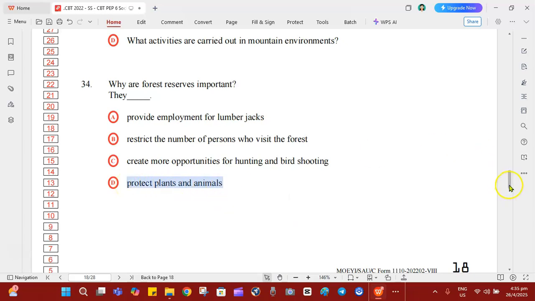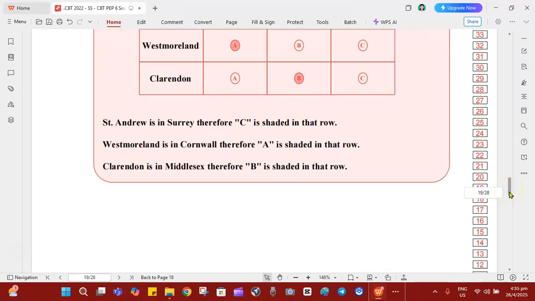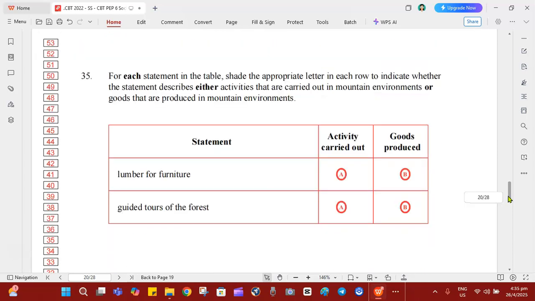Here it goes. Alright, 35. For this one, you're doing selecting. When you get your paper, you go through the different instructions. For each statement in the table, shade the appropriate letter in each row to indicate whether the statement describes either activities that are carried out in mountain environments or goods that are produced in mountain environments. So here we have lumber for furniture. That is definitely goods. Guided tours of the forest would be a service or an activity carried out.